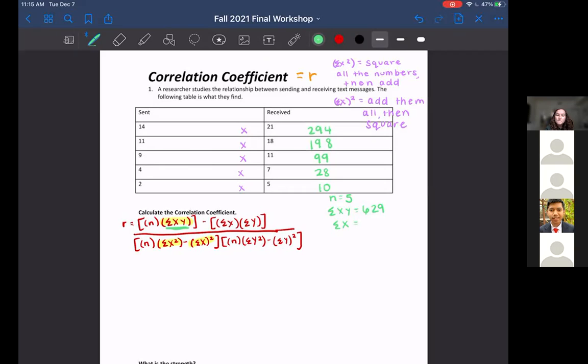I was wondering, is regression related to correlation? Is that like in the same module? Sorry, what was the question? Regression, is that related to correlation? It's a little bit different. Right. Okay, different subject. Okay.